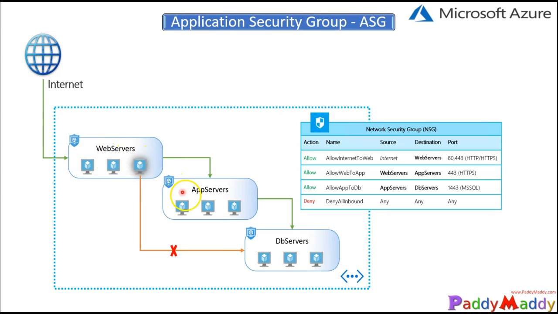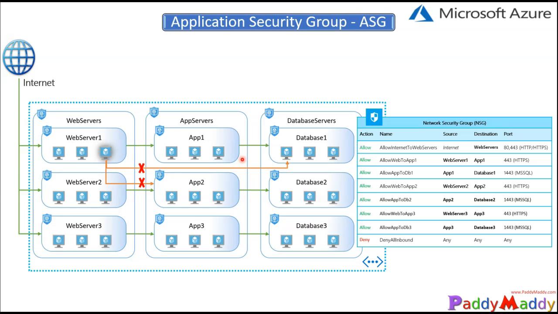That's the web servers as well as the app servers. But there's no communication between DB servers and web servers. There's no rule in your NSG, so they cannot communicate. That's the design. So let's also look at the other design. This is a more complex design but easy to understand.